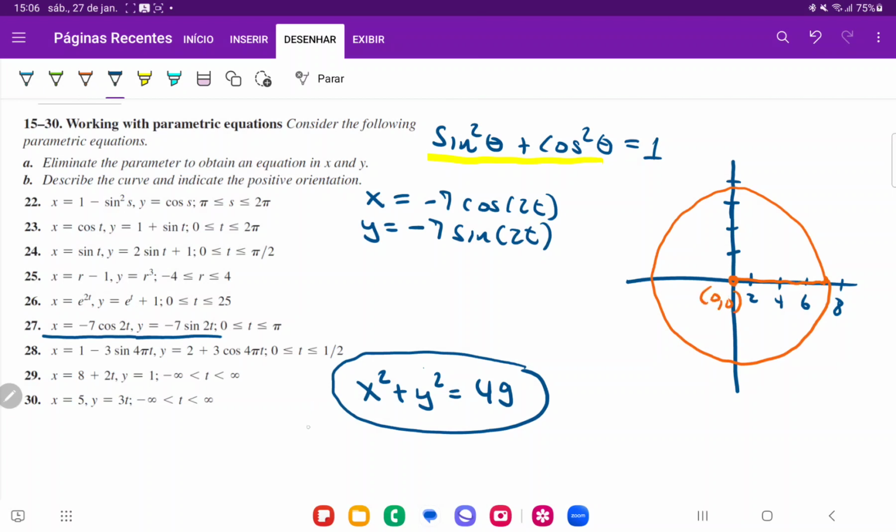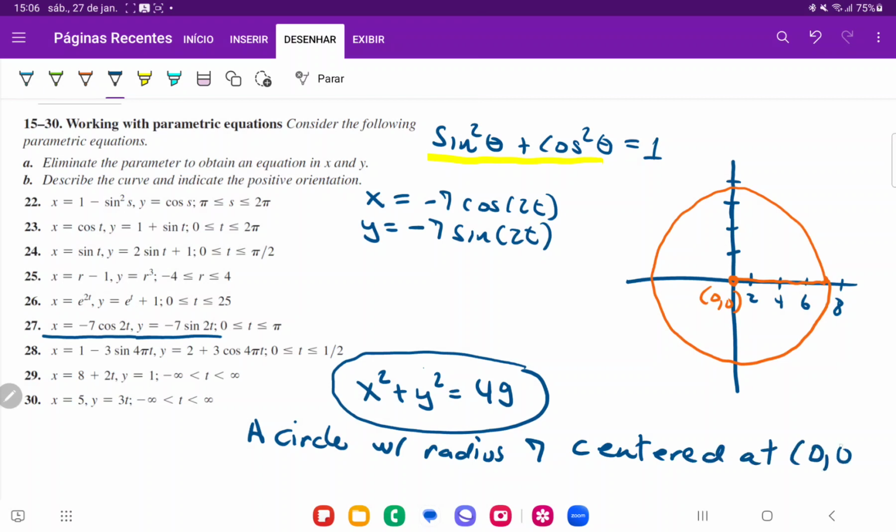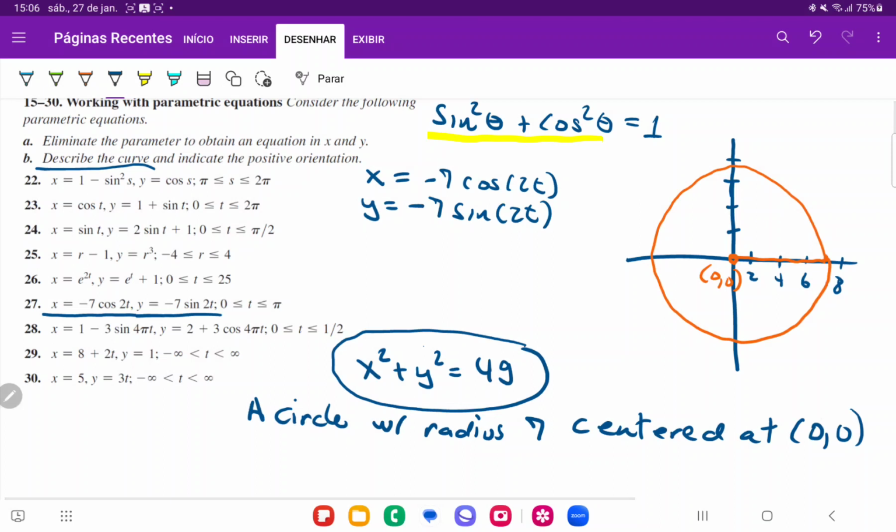So we can describe this curve as being a circle with radius 7 centered at the point 0, 0. So we have described the curve, and now we want to indicate the positive orientation and the path that it takes, because the parameter t is limited from 0 to pi. However, for each x and y, we can see that the argument is 2t. So where is the starting point?